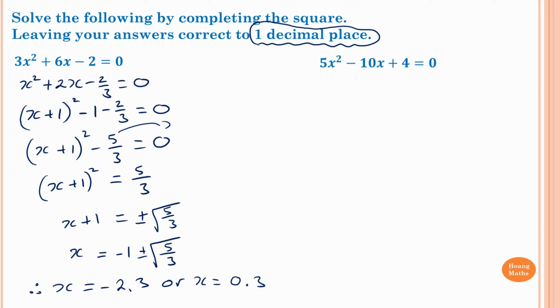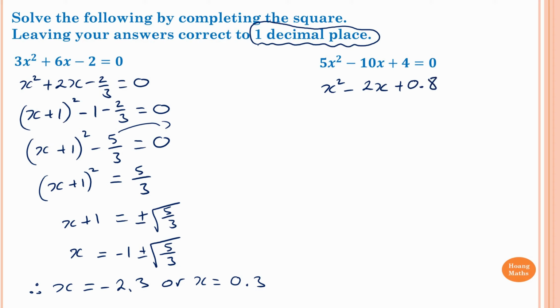Now, first of all, we need to divide everything by 5. We need to make the coefficient of x squared equal 1. So I divide everything by 5. So that gives me x squared minus 5 divided by 10, 10 divided by 5 is 2, so 2x. And then 4 divided by 5 is 4/5, or you can write 0.8 because we have the answer in decimal form anyway.